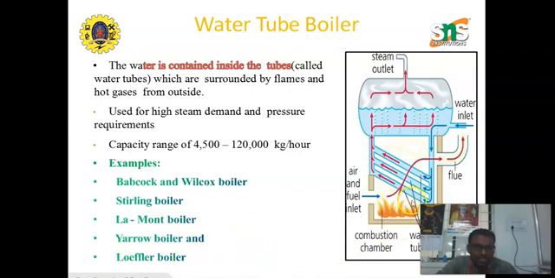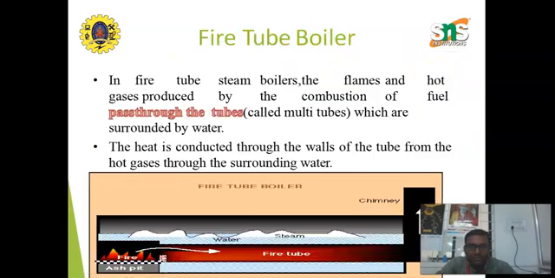Here, this is the heat. Air and the fuel are inletted inside. The water is made to pass into the water tubes. With the help of the heat, the water is converted into steam and it is made to pass to the turbine. Next one is the fire tube boiler, as it is shown in the figure.